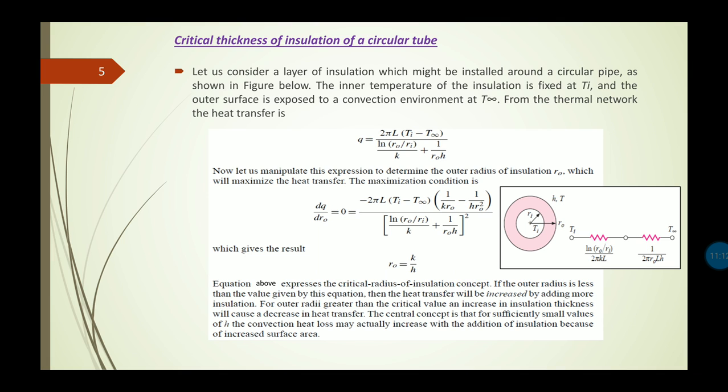Now if the outer radius is less than the value given by the equation, then the heat transfer will be increased by adding more insulation. If the outer radius is greater than the critical value, an increase in insulation thickness will cause a decrease in the heat transfer. The concept is that for sufficiently small values of the convective heat transfer coefficient, the convection heat loss may actually increase with the addition of insulation because of increased surface area. So this is the concept of critical thickness of insulation for a hollow circular tube.